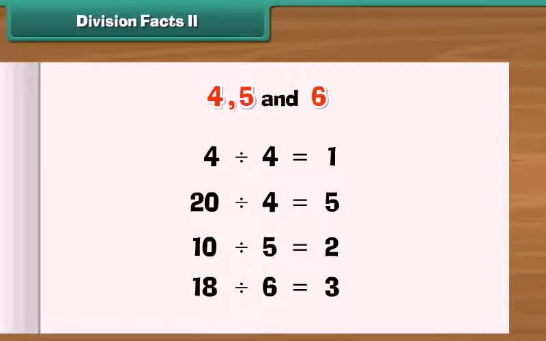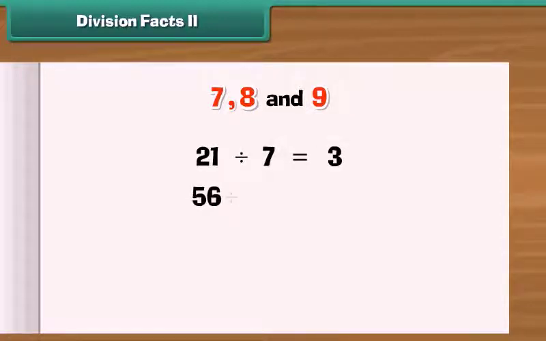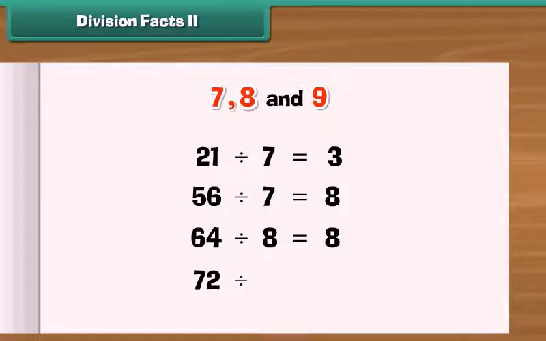Now it's time to know the division facts of 7, 8 and 9. 21 divided by 7 is 3. 56 divided by 7 is 8. 64 divided by 8 is 8. 72 divided by 9 is 8.